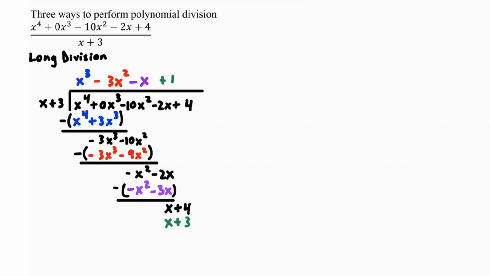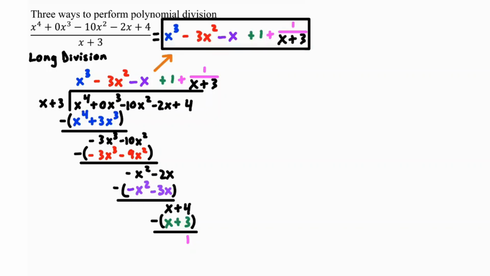So when 1 times x plus 3 gives you x plus 3, put parentheses around this, subtract it off, and simplify, we get 1. Since x does not go into 1, this last part is our remainder. So our solution, we're going to add this to the remainder, 1 divided by x plus 3. So for this long division, we get x cubed minus 3x squared minus x plus 1 over x plus 3.